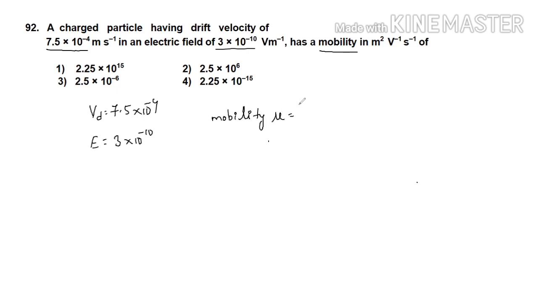So mu is equal to drift velocity per electric field. So 7.5 into 10 raised to minus 4 divided by 3 into 10 raised to minus 10. After simplifying, we'll get 2.5 into 10 raised to 6.